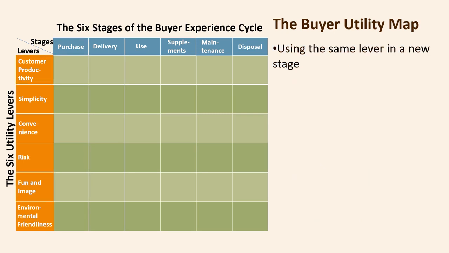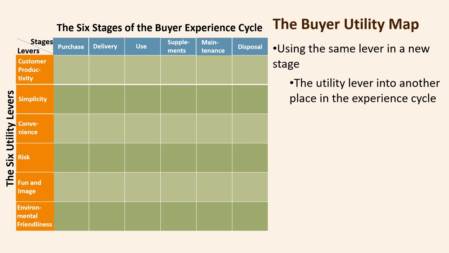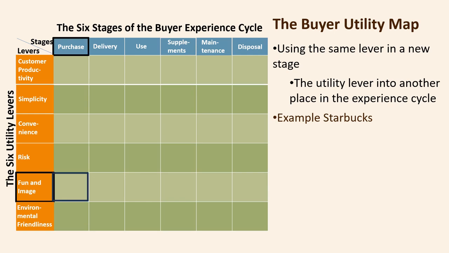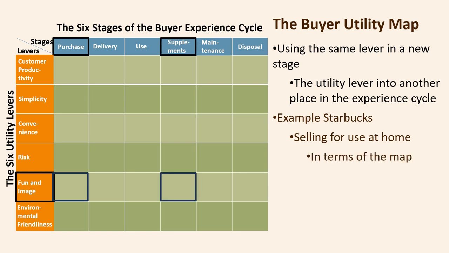Another possibility is using the same lever in a new stage. Sometimes extending the utility lever where you are good into another place in the experience cycle makes sense. We will stay with the Starbucks example. They have a strong image. We saw this in the last example in the intersection between image and fun versus purchase. They are now selling their products for use at home. Regarding the map, they have used their image to offer and sell supplements. They have extended the utility lever fun and image to the stage supplements.